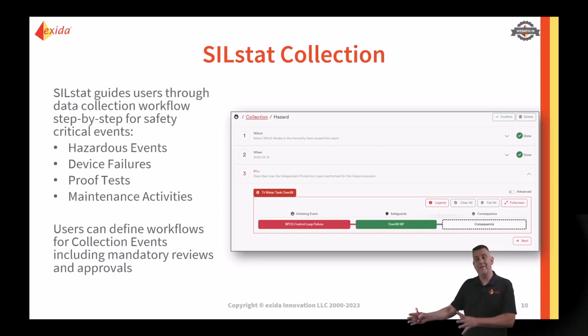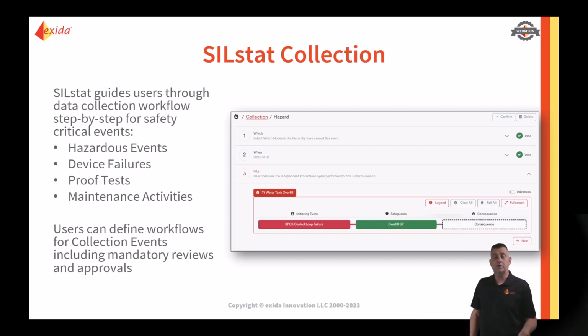We can calculate what the demand rates are on the individual protection layers. If a safety instrument function fails, and of course, assuming we've modeled it in Silver, we know all the devices, we can immediately do a deep dive and say, hey, this valve was the one that failed. Everything else was happy, but this valve just didn't move. Or this transmitter failed. The valve was never asked to really close. So we can keep track of that and immediately record that when we collect data. The user can define the workflows for these collection events, including mandatory review steps and approvals that are needed.